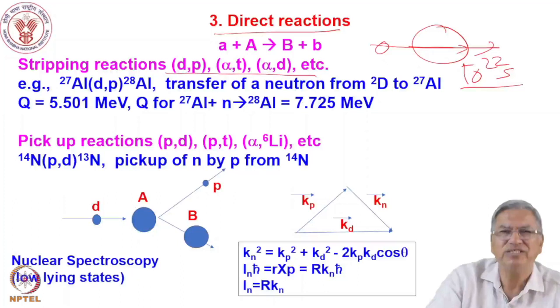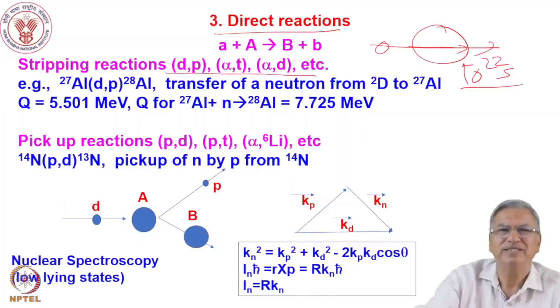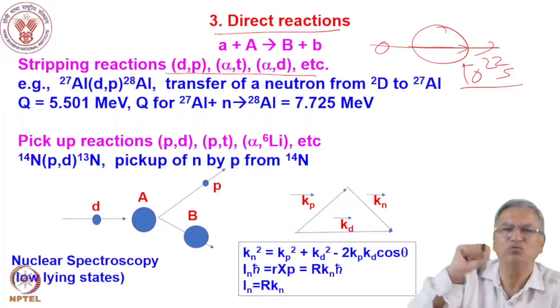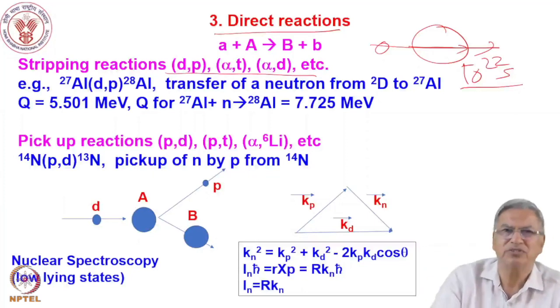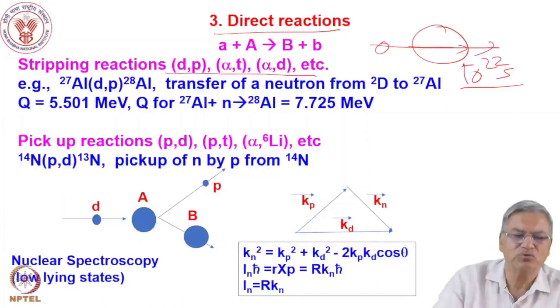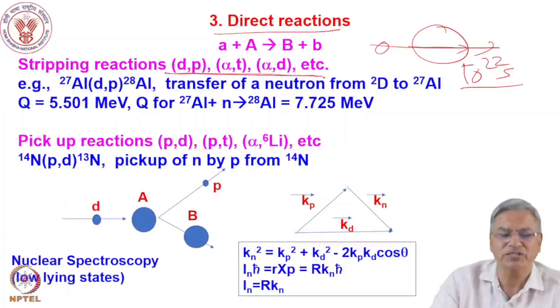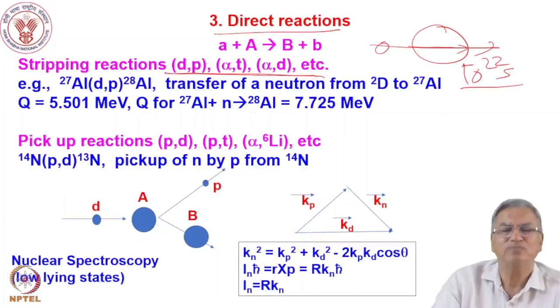So the energy is not equilibrated. The mass is not equilibrated. It's just a one-step process. You just knock out a nucleon, a proton or a neutron, from the nucleus, or it can strip a nucleon in a very short time scale. So the type of reactions that take place are like this: the (d,p) reaction, a deuteron colliding with the target nucleus, and a proton coming out.